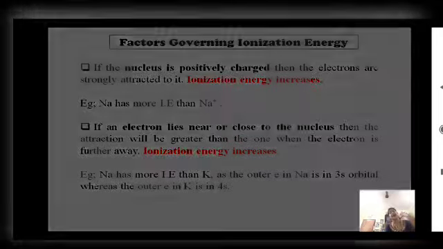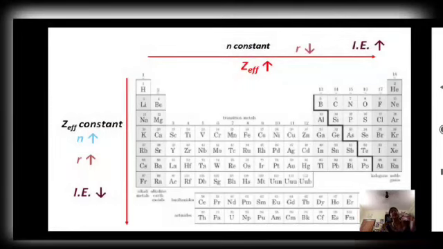Moving on to the next slide, we find the trend of the ionization energy in the periodic table. As we see from this periodic table, it increases from left to right. As we move from left to right in the periodic table, ionization energy increases. And as we go down, ionization energy decreases.